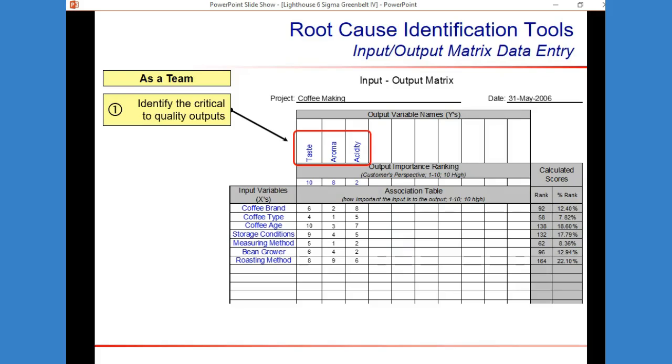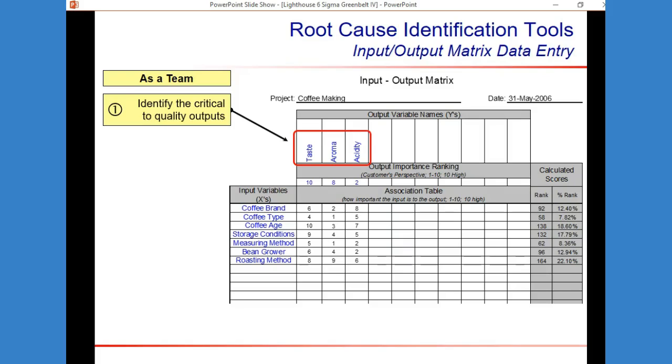What's really difficult for a lot of teams is to say, well, no, I think it should be this, I think it should be that. So a tool that I'd like you guys to try to use is what I have up here on the screen now. This is a sample of an input-output matrix.